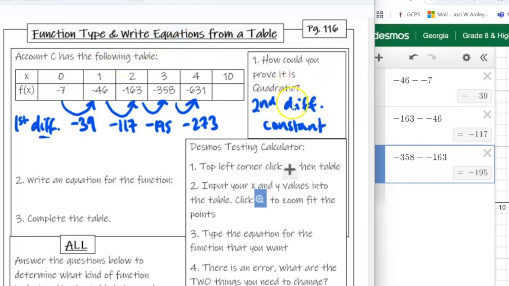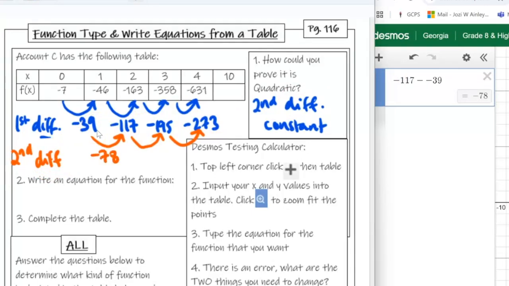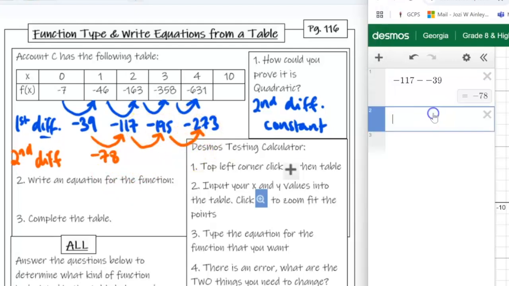Now, it says here to prove it's quadratic, the second difference is constant. What that means is the second time I do this, I find the difference between the numbers. So the difference between these two numbers, the difference between these two numbers, the difference between these two numbers. If those are constant, then it's quadratic. So let's do that. My second one is negative 117 minus, because it's difference, negative 39. Negative 78. So what we're saying is if I get negative 78 as the difference between these two, and the difference between these two is also negative 78, then it is quadratic. So negative 195 minus negative 117, and that is indeed negative 78.